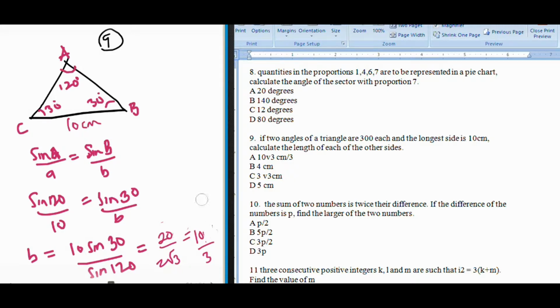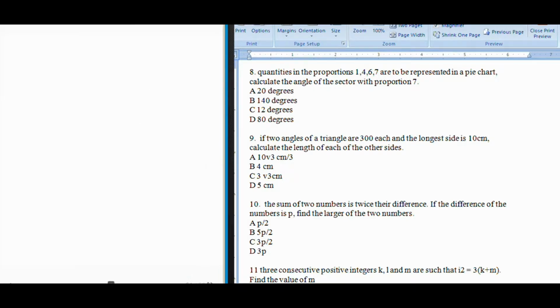The next question is, the sum of two numbers is twice their differences. If the difference of the numbers is P, find the larger of the two numbers. Now let's assume the two numbers are X and Y. Now the sum of the two, which is X plus Y, is equal to twice of their differences.